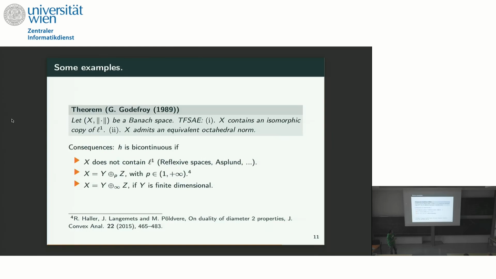And for instance, H is bicontinuous if X does not contain little l1. For sure, if it doesn't contain little l1, it cannot have an octahedral norm. Reflexive spaces, Asplund spaces, whatsoever. If X is the p-sum of two normed spaces, or the infinite sum of two normed spaces and one of them is finite dimensional. Okay. So far, so on. Okay, so, good.